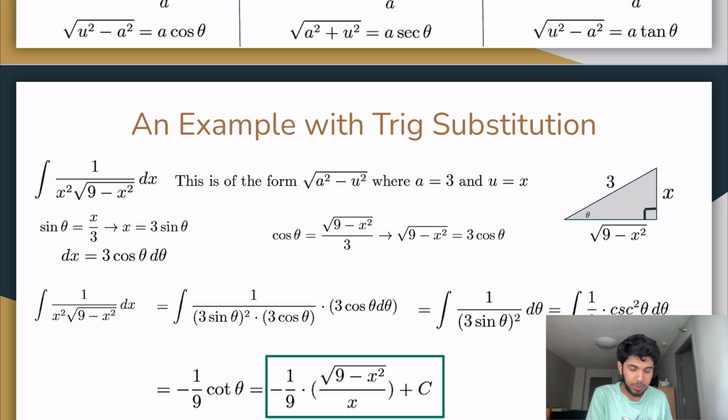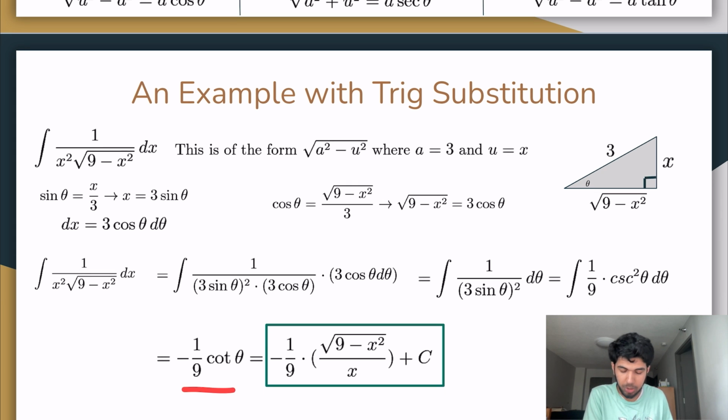We're left with 1 over 3 sine theta squared d theta, which is equal to 1 over 9 times cosecant squared of theta d theta. That is equal to negative 1 over 9 cotangent of theta. But since the problem started in the x world, we have to go back to the x world. So what is cotangent of theta? Well, for that, we can just look at our right triangle here. And that will be adjacent over opposite. So square root of 9 minus x squared over x. So we substitute that in for theta, and we get our final answer here.